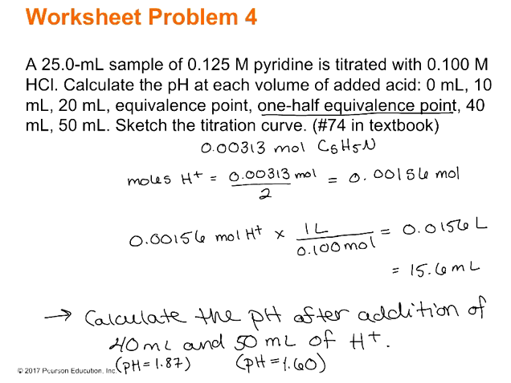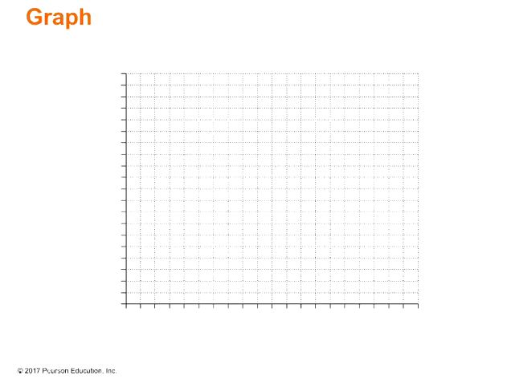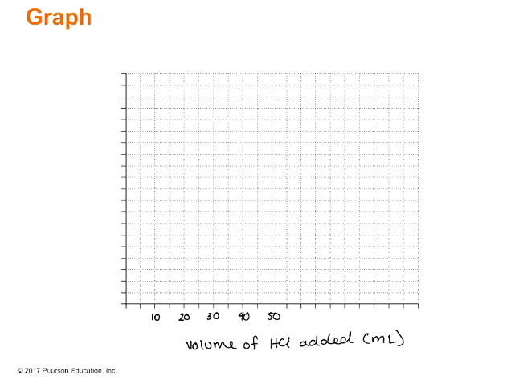Okay, so let's plot our values that we found on our graph. So let's see, I'll go up by tens, 10, 20, 30, 40, and 50. And again, this is volume of titrant, which in this case is HCl added, and this will be in milliliters. And then we're putting pH on the y-axis. So I'm just going to number this 0, 1, 2, 3, all the way up to 14.